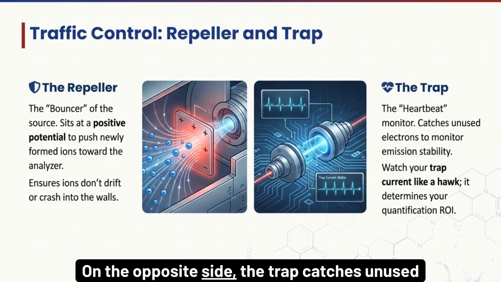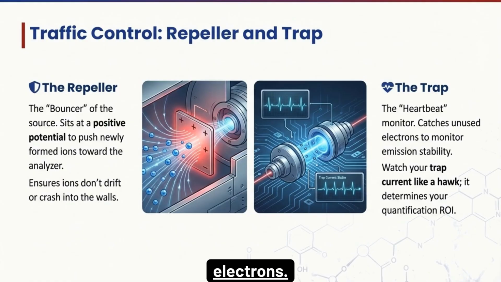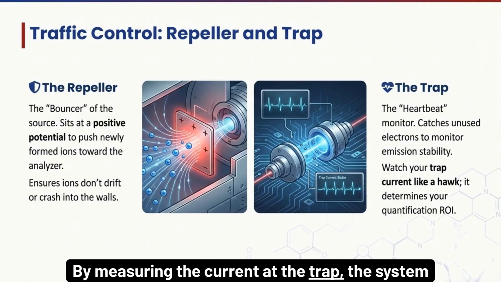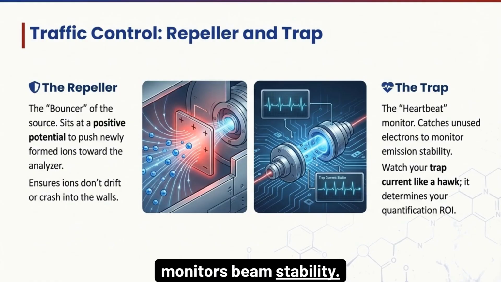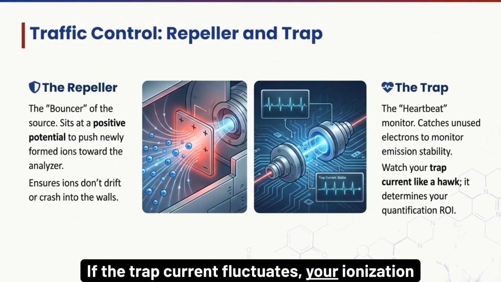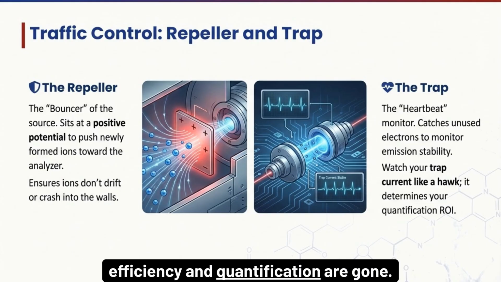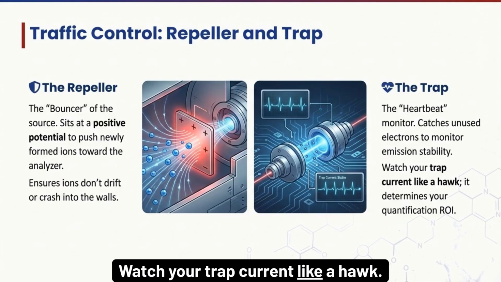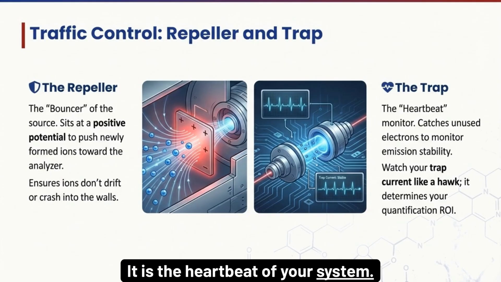On the opposite side, the trap catches unused electrons. By measuring the current at the trap, the system monitors beam stability. If the trap current fluctuates, your ionization efficiency and quantification are gone. Watch your trap current like a hawk. It is the heartbeat of your system.